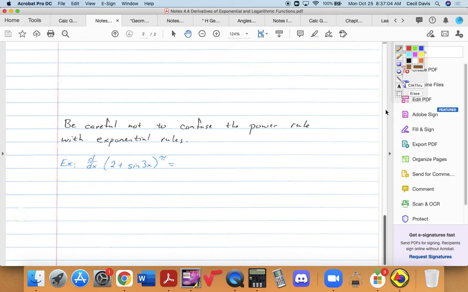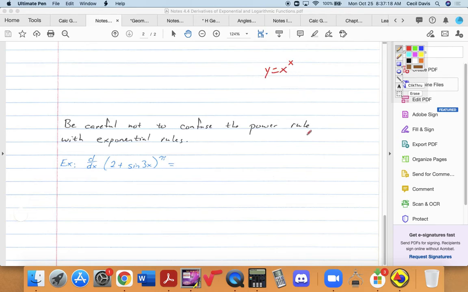What if they both have a variable? That's a great question that I think we'll get to tomorrow. So basically, if you had something like y is equal to x to the x power, what do you do then? You take the logarithm of both sides, and then you get x natural log of x, and now you can use the product rule over here. It's called logarithmic differentiation.